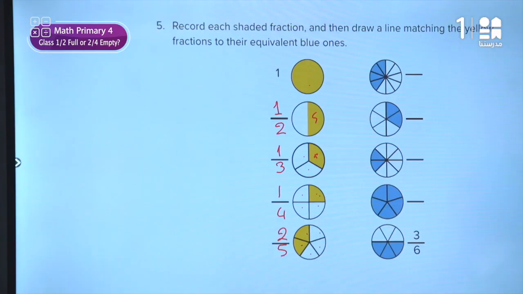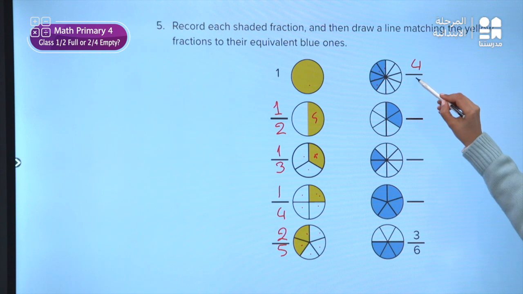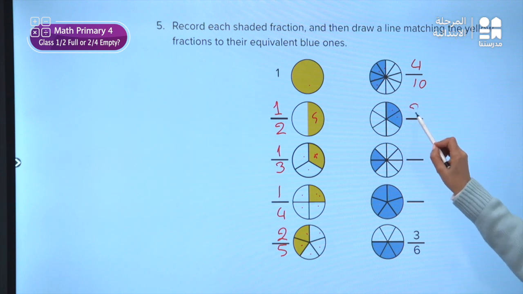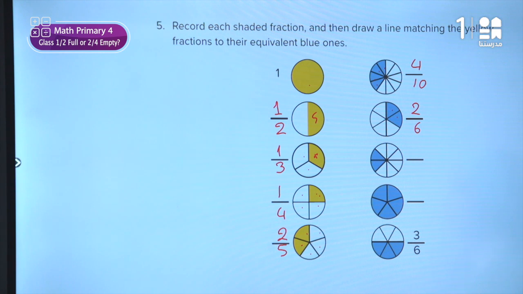Let's see the fractions of the second column, or the blue models. Okay, the first one is 4 over 10, because here I have 4 colored parts over 10. All the parts I have are 10 parts. The second one is 2 shaded parts over 6, because all the parts are 6.